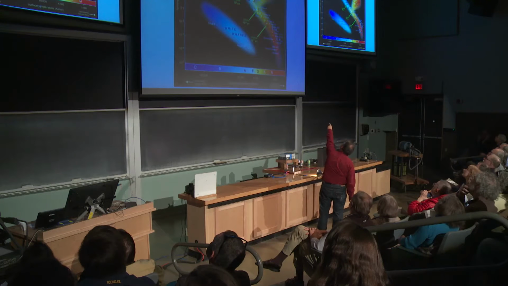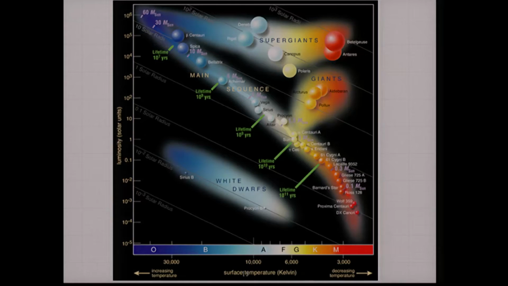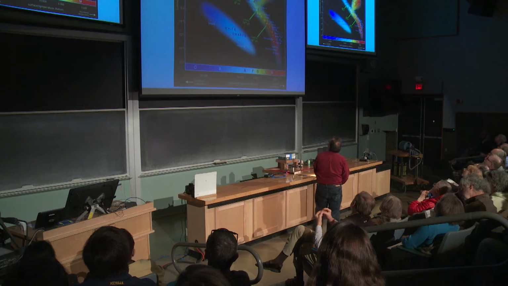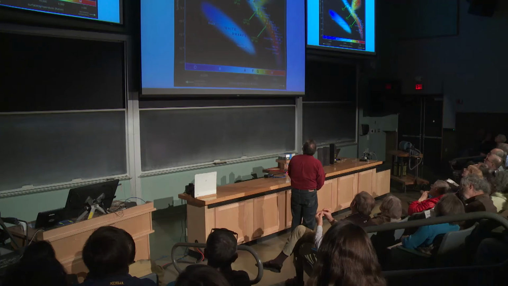The green lines tell you how long things live when they're on the main sequence, right? 10 to the 11th years, 10 to the 10th years, that is 100 billion years, or 10 billion years for the sun, and much shorter as you go on and up. And then above the main sequence are the giant stars, and then down below the white dwarfs.